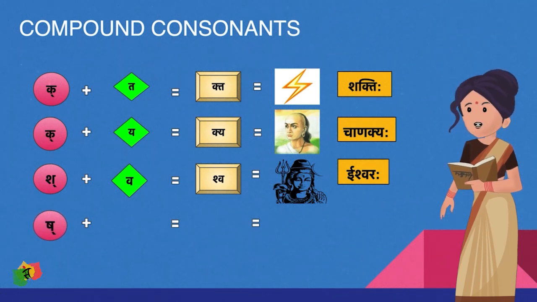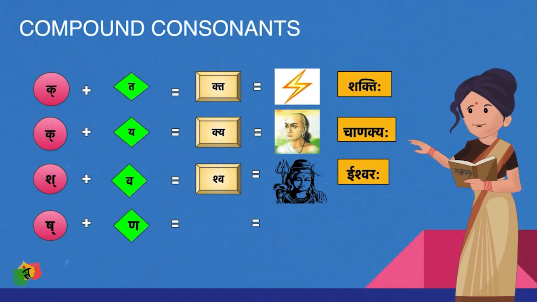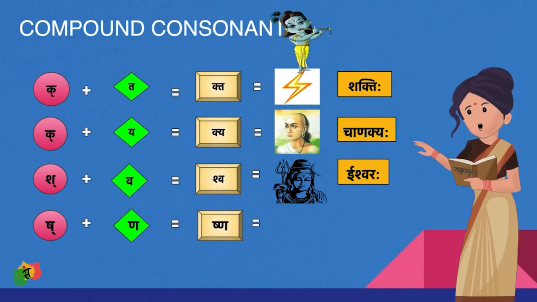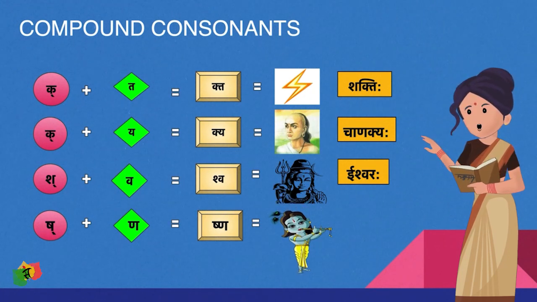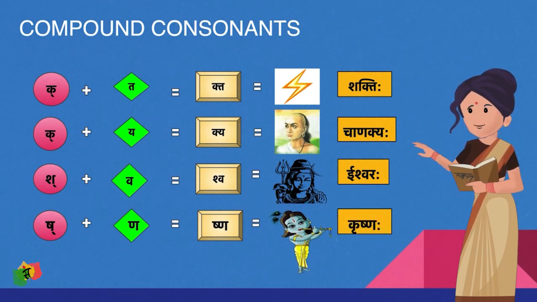When the consonant sound sh joins with the consonant sound na, it forms a new consonant sound called shna. A word that uses the compound consonant shna is Krishnaha.